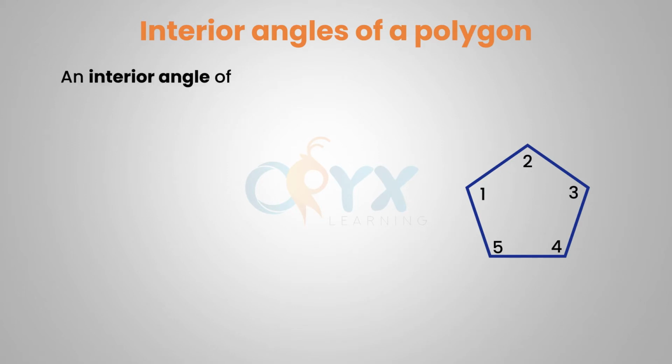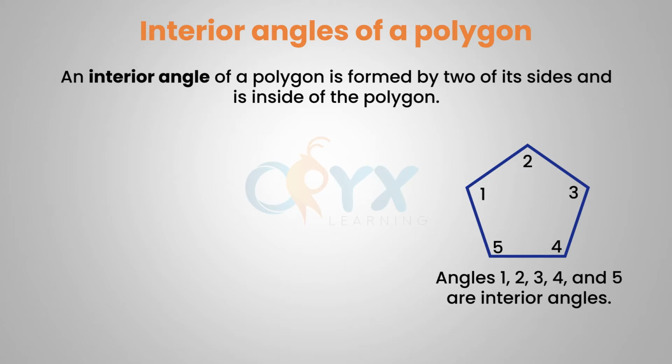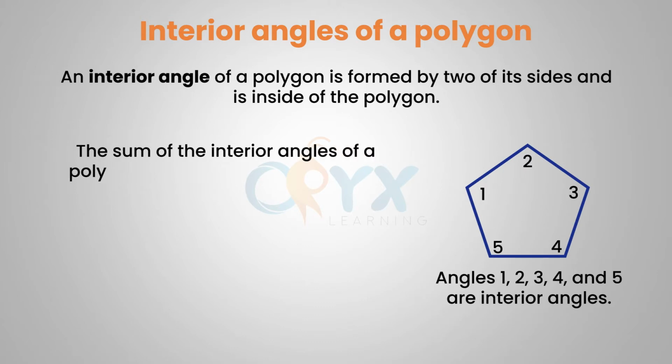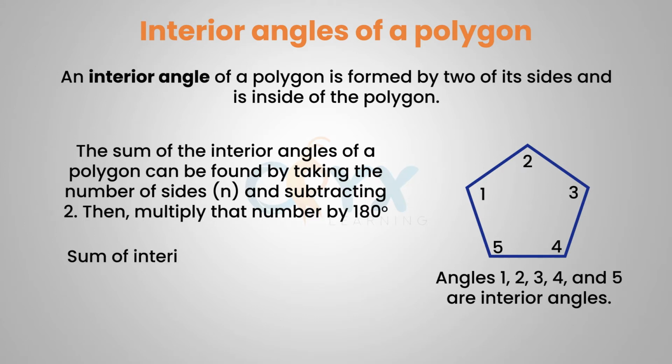An interior angle of a polygon is formed by 2 of its sides and is inside of the polygon. In the example shown, angles 1, 2, 3, 4, and 5 are all interior angles. The sum of the interior angles of a polygon can be found by taking the number of sides, n, and subtracting 2. Then, multiply that number by 180. So our formula for the sum of interior angles of a polygon is n minus 2 times 180.